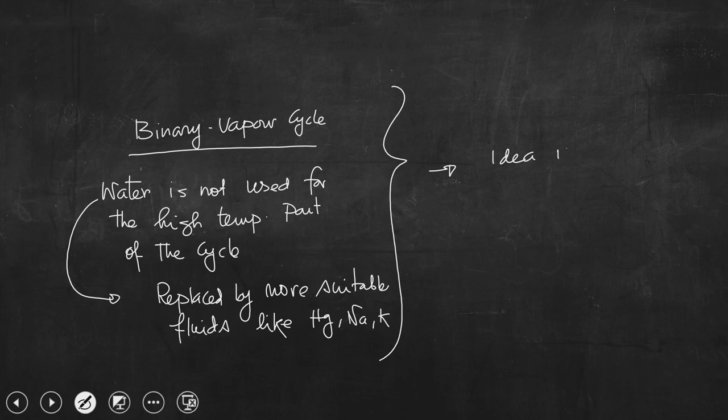So the idea is to use a binary vapor cycle. If we go to the next slide, we will draw the schematic depiction.